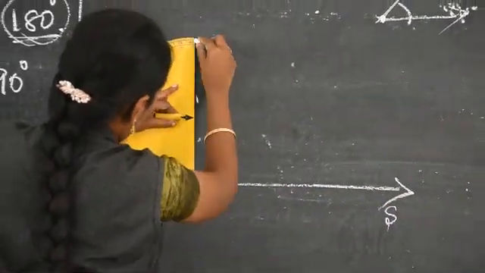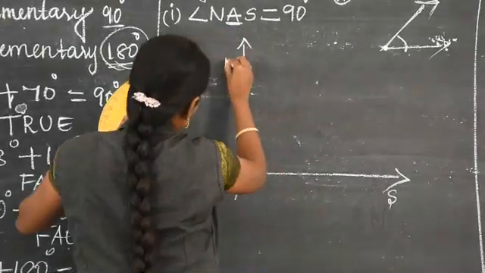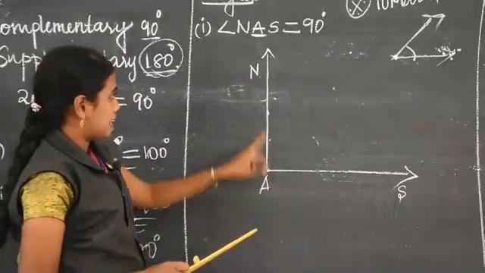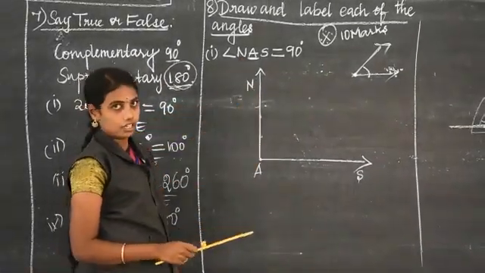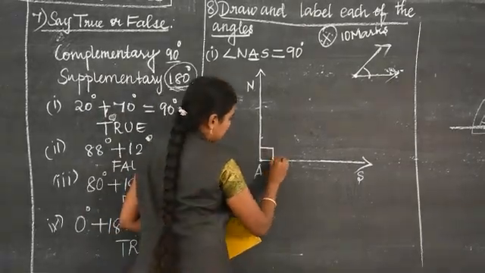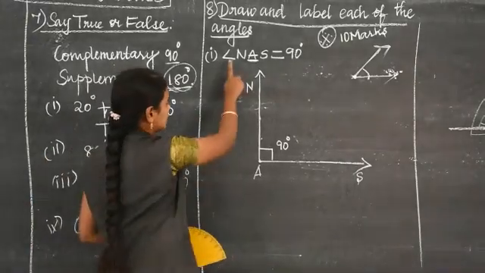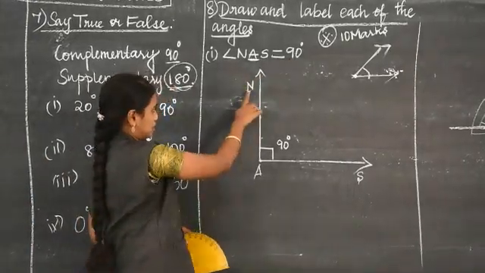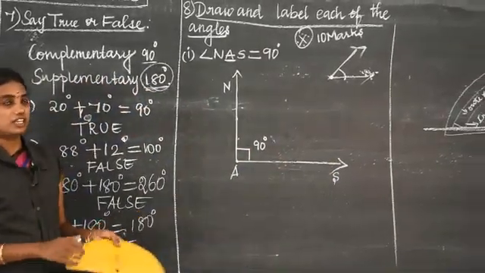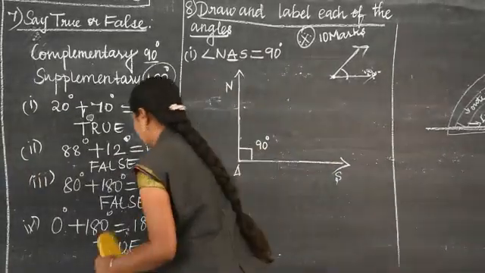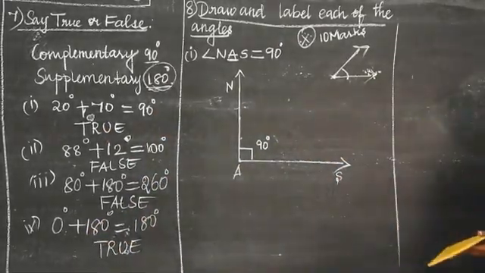Now draw a ray to N, so AN, because the N letter is there. Clear, everyone? Now write 90 degrees. Now the angle NAS equals 90 degrees. Check that NAS is the 90 degrees we measured. Very easy. So now we can go for the construction. What we have done, only that we are going to write.